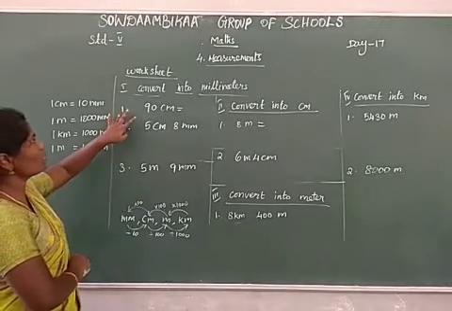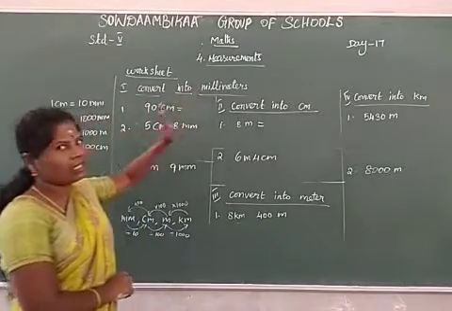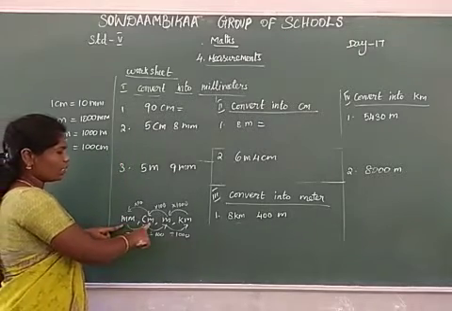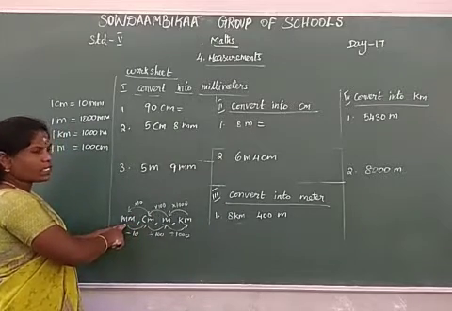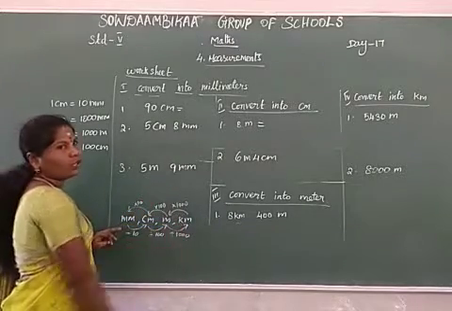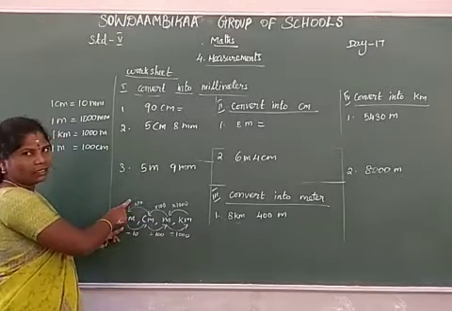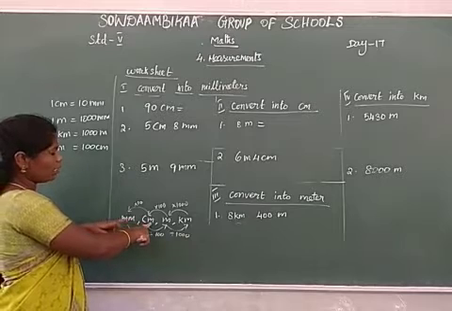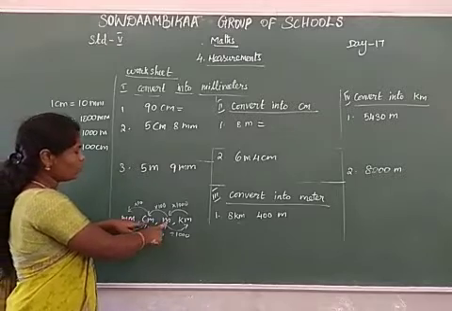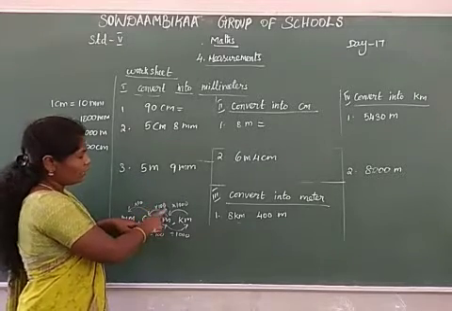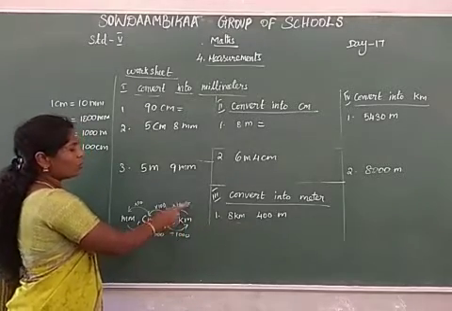Okay, now come to the first sum. First, 90 centimeter, convert into millimeter. First see millimeter, centimeter, meter, kilometer. The smallest unit of measurement is millimeter and the highest unit is kilometer. You convert the centimeter to millimeter, multiply 10. If the question is given in centimeter and I convert the answer to millimeter, you multiply 10. If the question is given in meter and you convert to centimeter, you multiply 100. If the question is given in kilometer and you convert to meter, you multiply 1000.